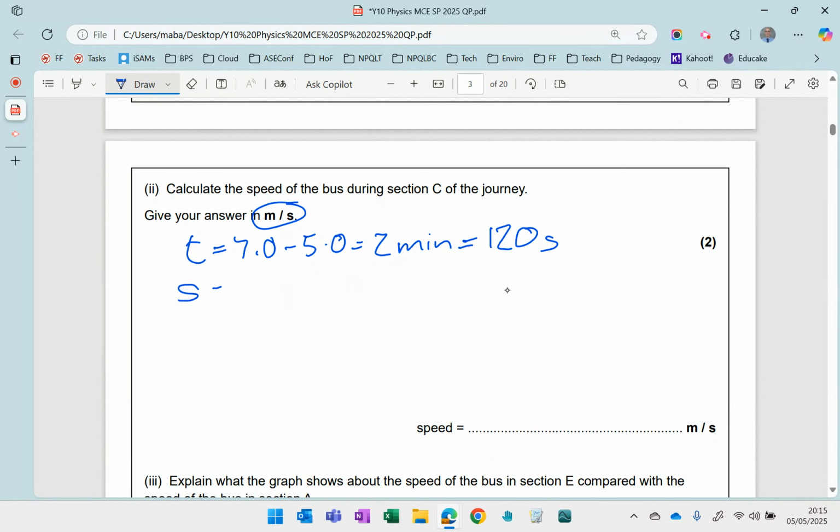So to work out the distance, we're going to do 4.4 minus 1.8, and that gets us 2.6. But again, that's in kilometers, so we're going to convert that into meters, which means that we need to multiply by 1,000, so that's 2,600 meters. Okay, so what have we done so far? We've taken information from the graph.